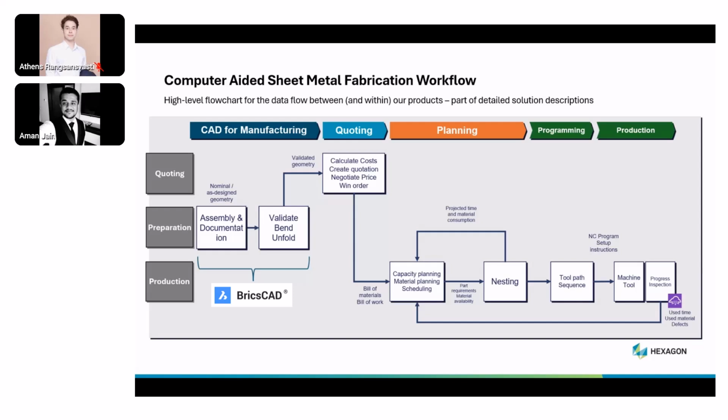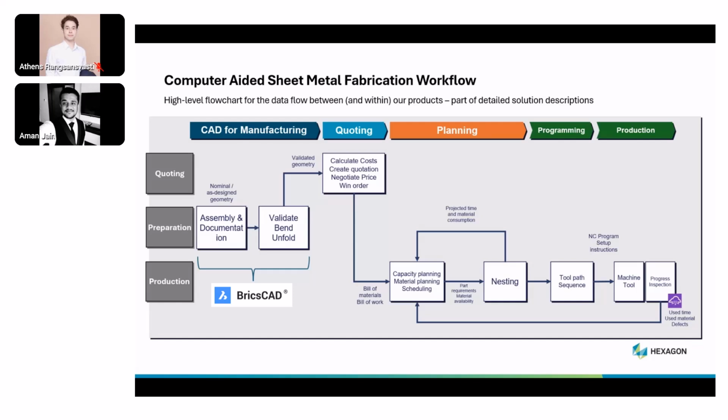And then once the geometry is validated, it feeds into the quoting phase where the validated geometry is used to calculate the cost, create quotations, negotiate price with the customers, and so on. The validated data from BricsCAD could also be critical for the planning phase, feeding into capacity planning, material planning, and scheduling. This ensures that the correct bill of materials and work are accounted for and that the project is scheduled effectively. Subsequently, this information can also be used for the nesting processes where parts are optimized for material usage. This feeds into the programming phase where the tool parts are sequenced for manufacturing.